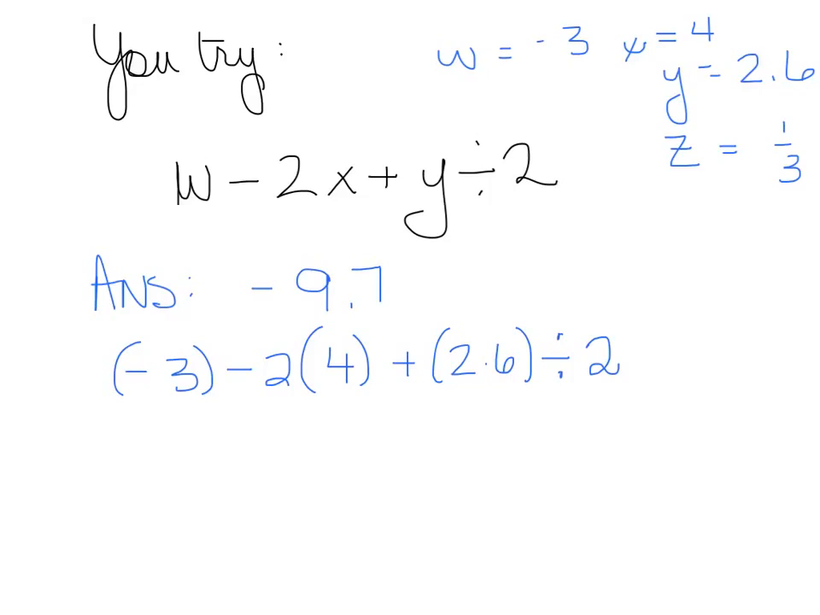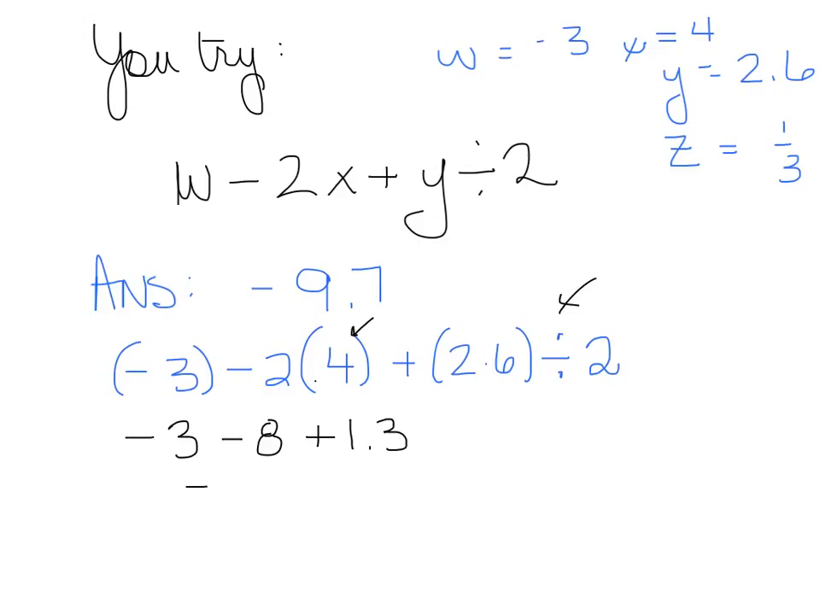As far as PEMDAS goes, I don't have anything to do within my parentheses. I don't have any exponents, so I'm going to look at multiplication and division. I do have some multiplication here, and I have a division here. So let's do the negative 3. 2 times 4 is 8. It stays negative. Plus, now I have 2.6 divided by 2, which is 1.3. It's pretty simple. Okay, now I have to do addition and subtraction. It's very important that we do this left to right.